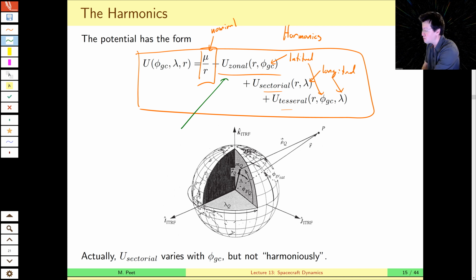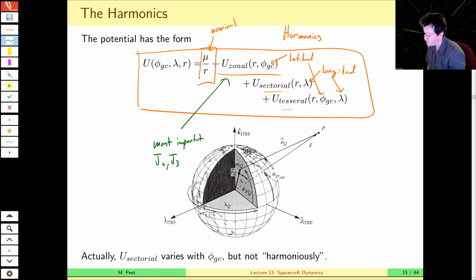This is the most important. That's the J2 and J3 harmonics. So technically, actually, I should say that the sectorial harmonics actually vary with latitude a little bit as well, but they don't. It's always positive variation. So it's like they get denser here and lighter here. We'll talk about it a little bit more in a minute.